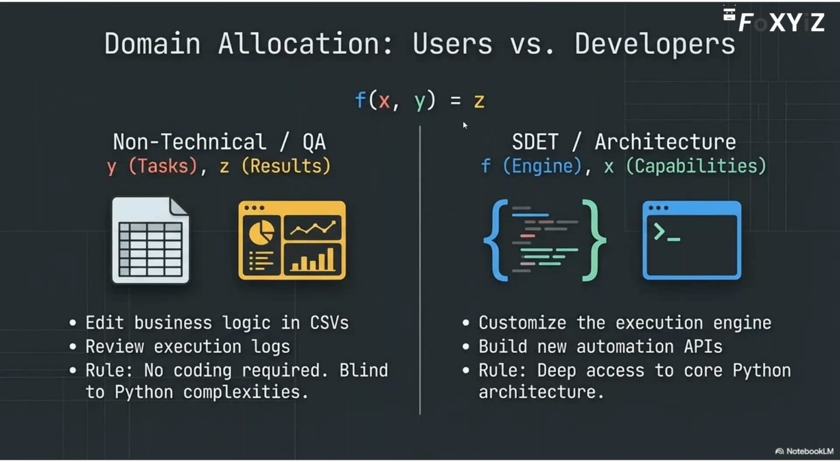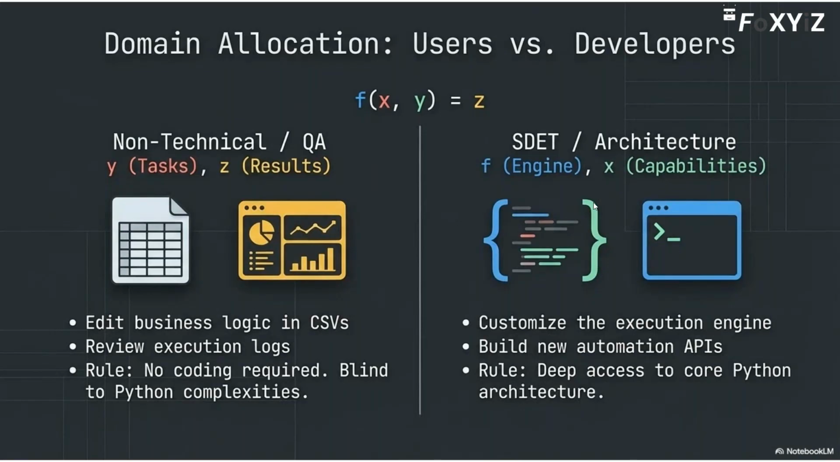I don't need everyone to focus on all the four modules. So we divided it clearly into two sections. There's a non-technical QA where I provide my tasks and get my results as Y and Z. And then there's the SDET or an architect who says, you know what? I want this engine to behave differently, or I want to edit or load more capabilities. That is where you get into F and X.